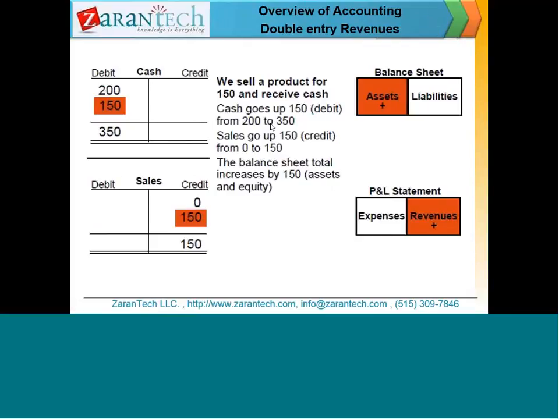We sell a product for $150 and receive cash. So we are selling the goods and we are receiving accounts receivables. We are receiving 150 from the customer. So cash goes up by 150, that is debit. So here it is debit $150. Then sales goes up by 150, credit. So we can say the credit 150. So one is debit, another is credit.